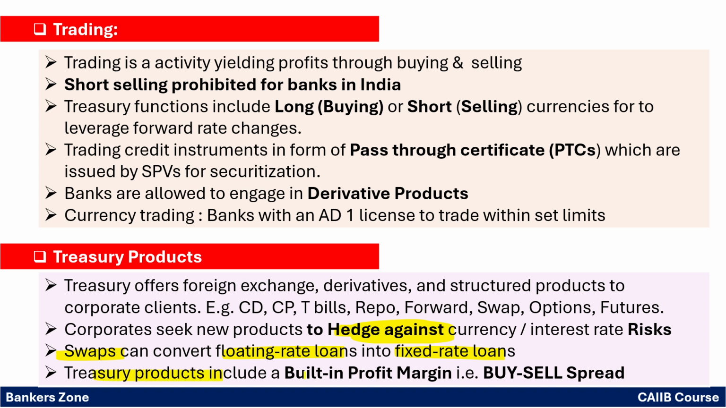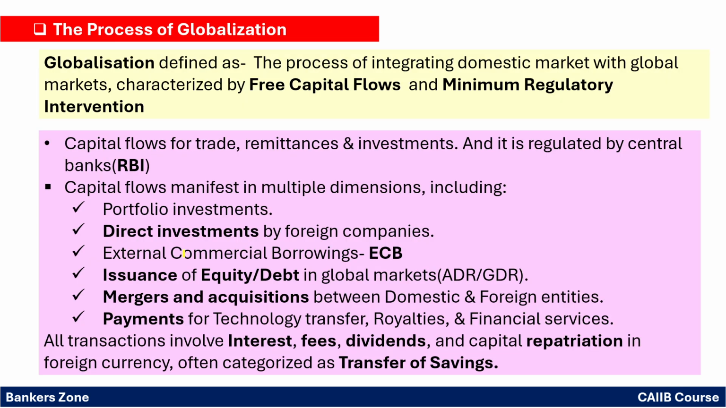Treasury products include a built-in profit margin. Obviously, whenever we are dealing with treasury, in every product we have some margin. It is also called the buy-sell spread. Okay. Now, the process of globalization.